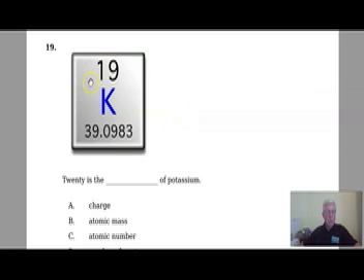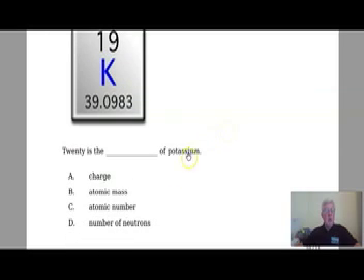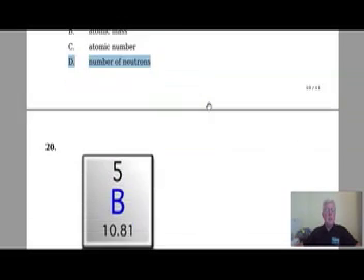So the question is, 20 is the blank of potassium. Well, it's not the number of electrons. It's not the atomic mass. It's not the atomic mass number, but 39 minus 19, math in my head, is 20. 20 is the number of neutrons in an atom of potassium. Sweet. Now that took a little bit of work. Okay? And finally, number 20.